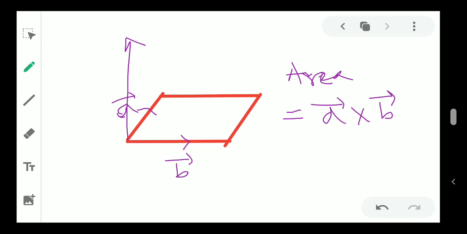Now you know that A cross B will not only have a value but also a direction, and the direction will be my n cap. So the direction of any area or any surface will be upward, that is perpendicular to the plane of that surface. Okay, this is very important. You must remember this key point: the direction of any surface or the direction of area is always perpendicular to the plane of that surface.